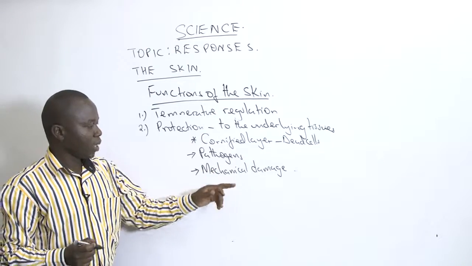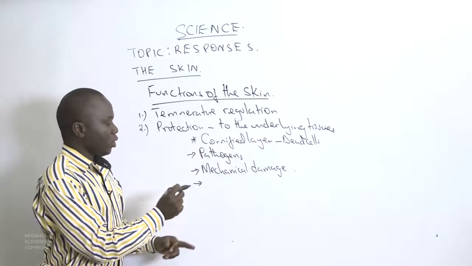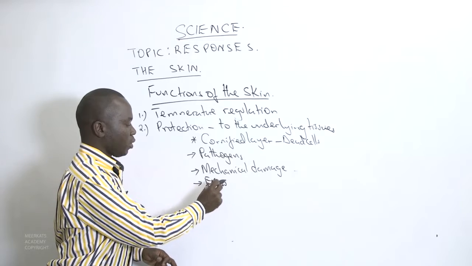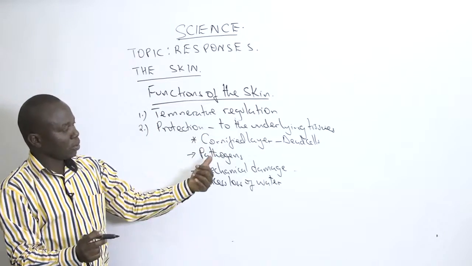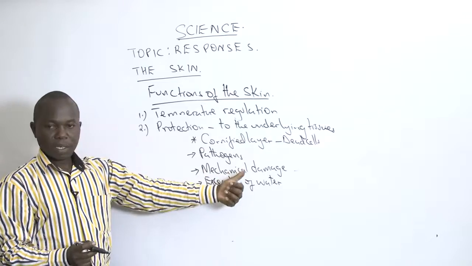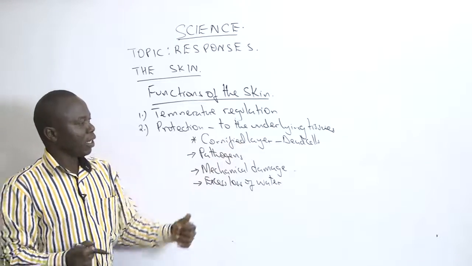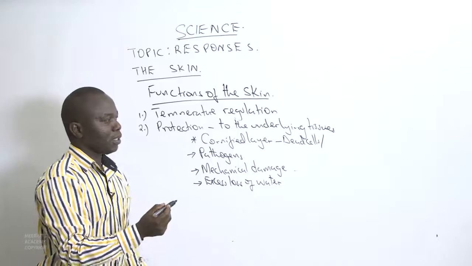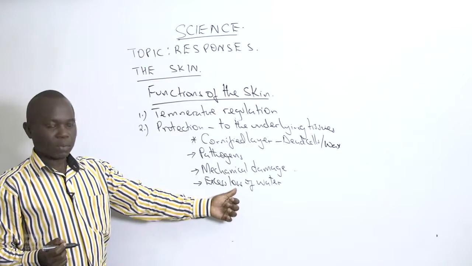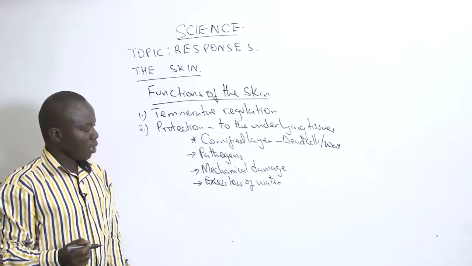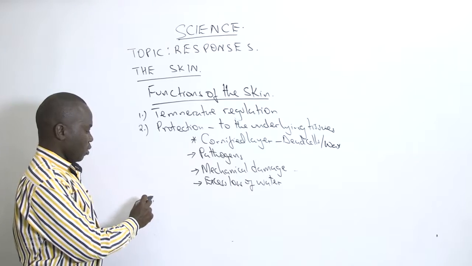So from pathogens, from mechanical damage, and also from excessive loss of water. So it's going to protect underlying tissues from these three factors: pathogens, mechanical damage, and excessive loss of water. And that one happens because the conified layer, apart from these cells being dead, they also have wax. They are waxy. So anything waxy is waterproof. So because of that, it is going to protect underlying tissues from excessive water loss.